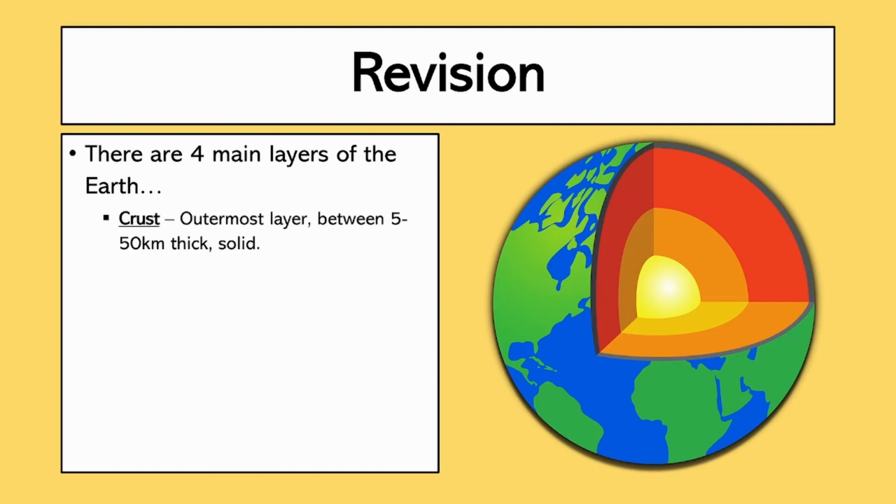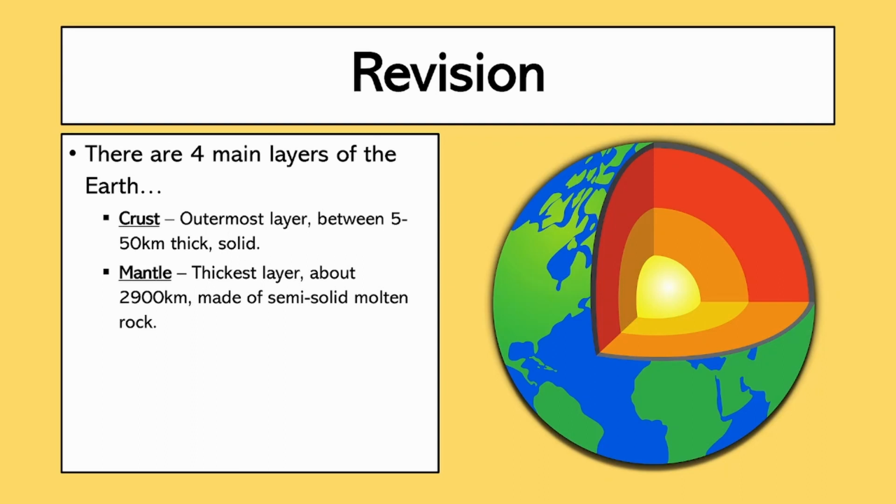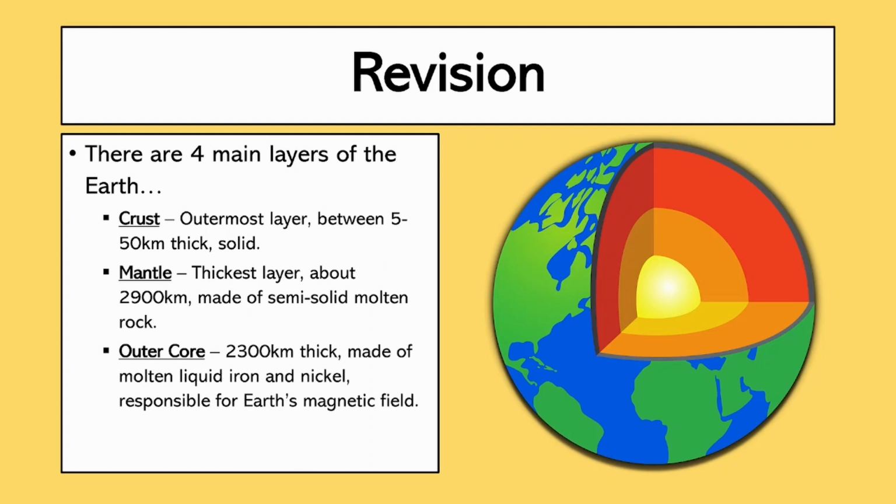And further revising, there are four main layers of the Earth. We've got the outer layer, which is the crust. It's between 5 and 50 kilometers thick, and it's in a solid state. We've got the mantle, which is the thickest layer, about 2,900 kilometers thick, and it's made of semi-solid molten rock. It's important to note that it's semi-solid. We've then got the outer core, about 2,300 kilometers thick, made of molten liquid iron and nickel. That's also important to remember.